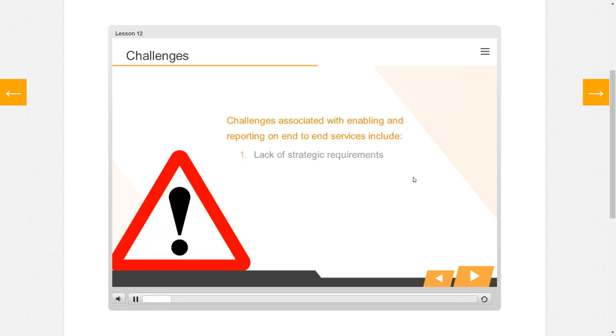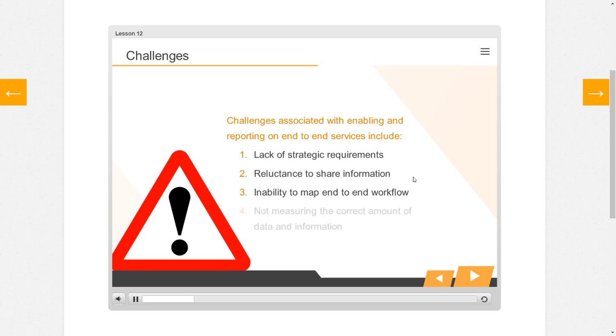You can see the challenges associated with enabling and reporting on end-to-end services here. You'll notice that there are lots of potential areas for challenges to occur. Lack of strategic requirements means that the service integrator doesn't know what to measure and report on. Service providers not sharing information, inability to map workflows, and not measuring the right amounts of data and information are all related to the service integrator being unable to measure what it needs to.